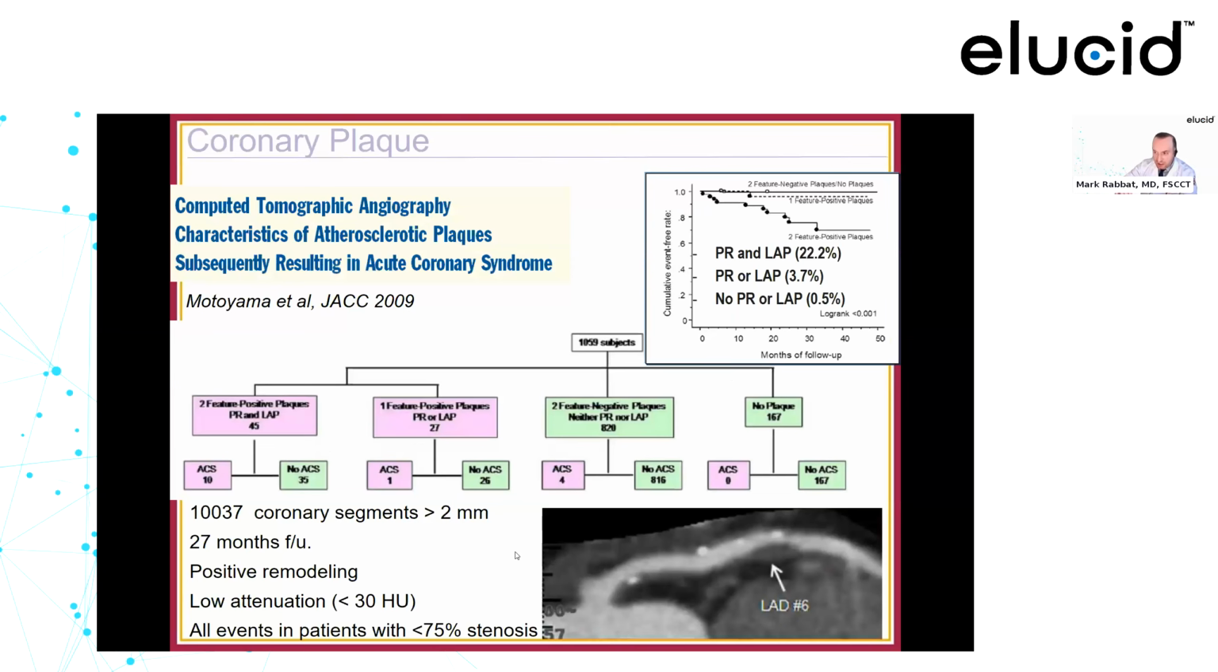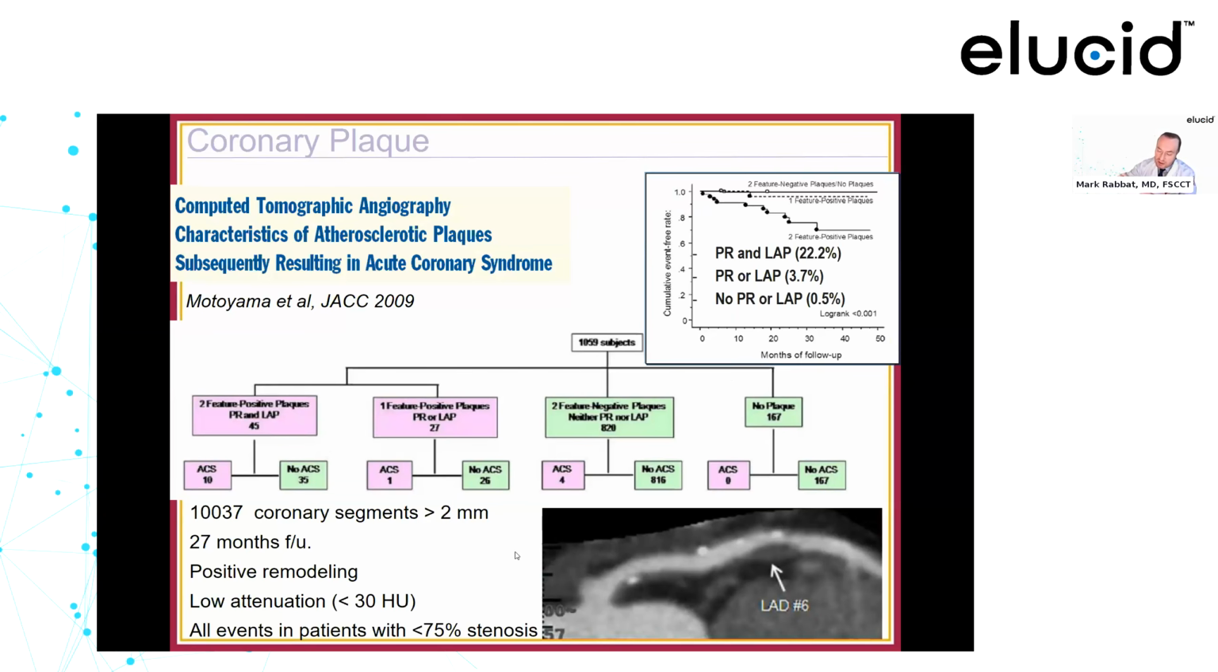So one of the major advantages of CT is its ability to move beyond stenosis, look beyond stenosis, and look at plaque morphology, composition, and characteristics. And this is a landmark clinical trial that was published in JACC by Motoyama and colleagues, over 10,000 coronary segments that were studied with 27-month follow-up.